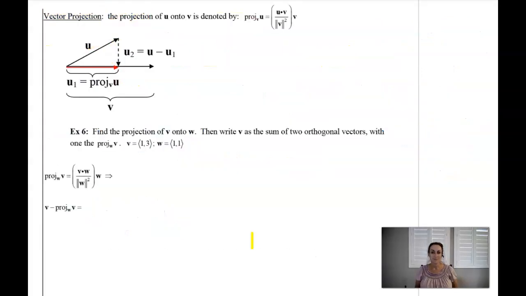So the next thing we're going to look at is vector projection. The vector projection is where you take one vector and you project it onto another. So the projection of U onto V. Here's vector U, and we're going to project it onto this surface here, which is vector V.